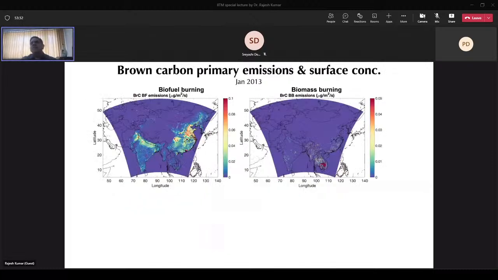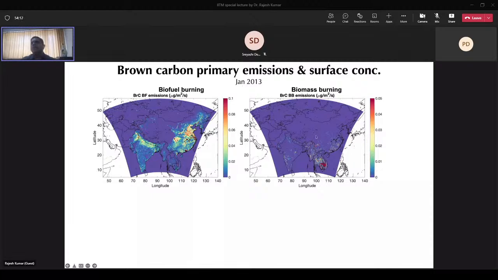Okay, so this is our model domain. You can see that it's a big domain, covering almost the entire Asia. Here we show the brown carbon primary emissions from biofuel burning. Out of all the sectors that we have in the anthropogenic emissions, we assume only biofuel burning is contributing to brown carbon and none of the other sectors, which is something that can be debated. But so far, we have not seen enough evidence of brown carbon emissions from fossil fuel burning. So we only consider it from biofuel burning.